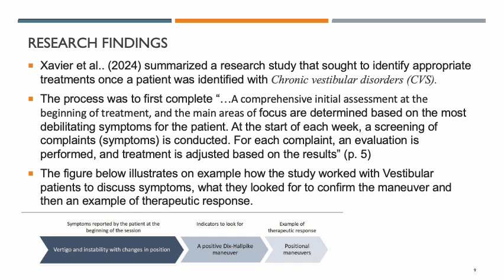At the start of each week, a screening of complaints or symptoms was conducted. For each complaint, an evaluation is performed and the treatment is adjusted based on the results. The figure below is part of an example from the article, and it illustrates what their process was. On the left side, symptoms are reported. In the middle, indicators to look for. And on the right side, an example of a therapeutic response that they would develop and use with the patients.